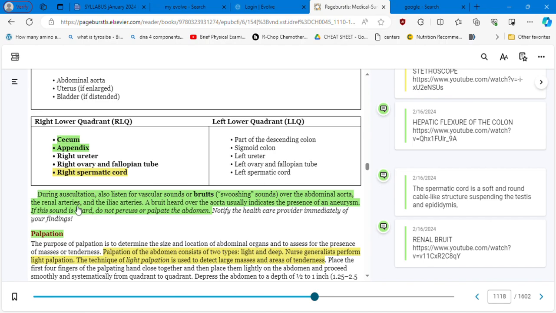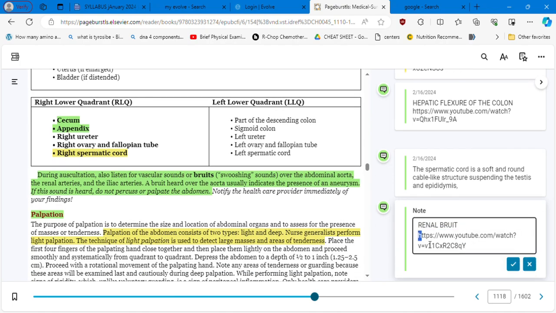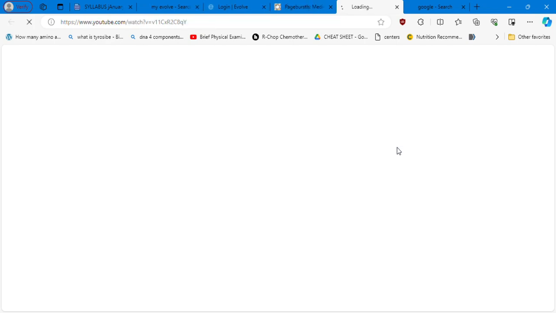Okay, so during auscultation also listen for vascular sounds or bruits over the abdominal aorta, the renal arteries, and the iliac arteries. A bruit heard over the aorta usually indicates the presence of an aneurysm. If this sound is heard, do not percuss or palpate the abdomen. We are going to watch another video about the renal bruit, and the reason I'm doing this is because it is a life-threatening situation. Okay, so you need to know this.